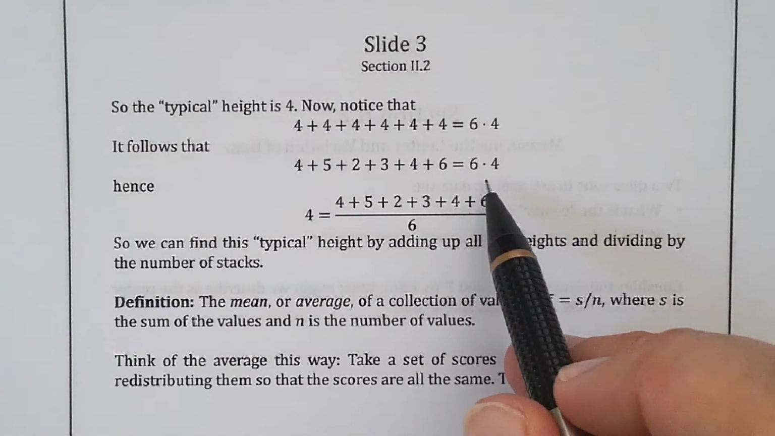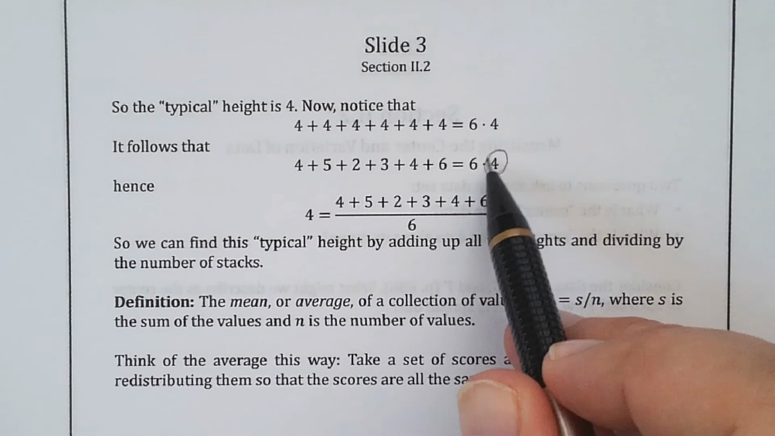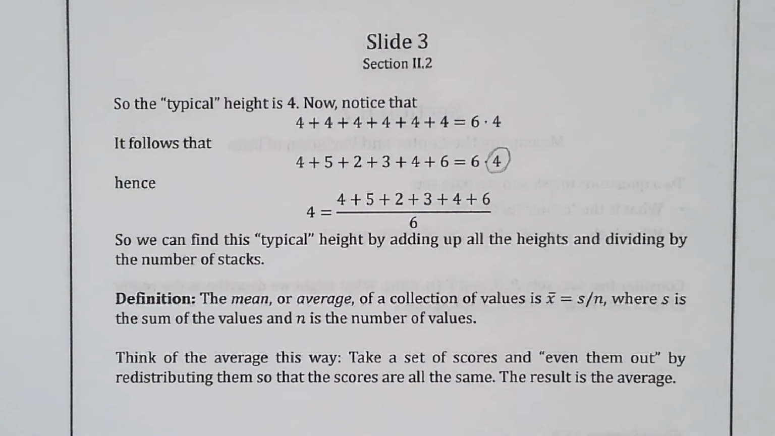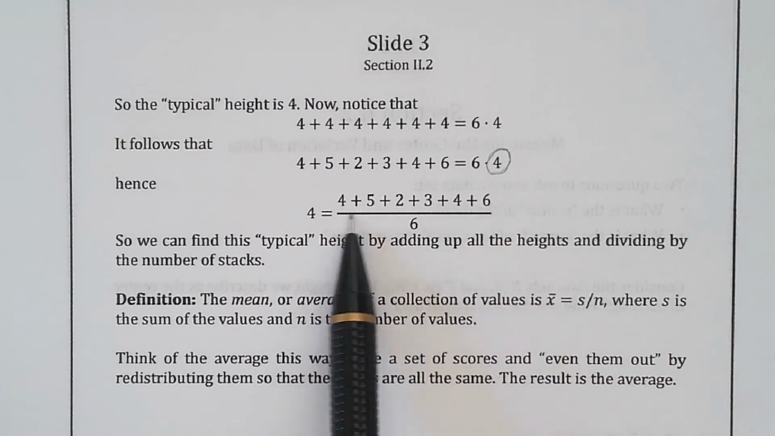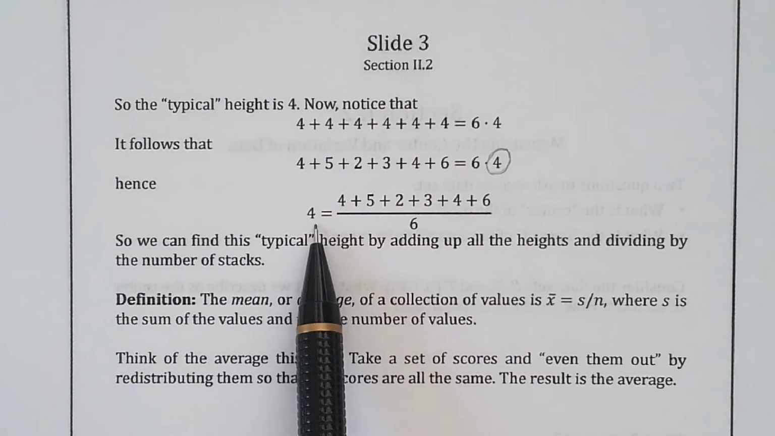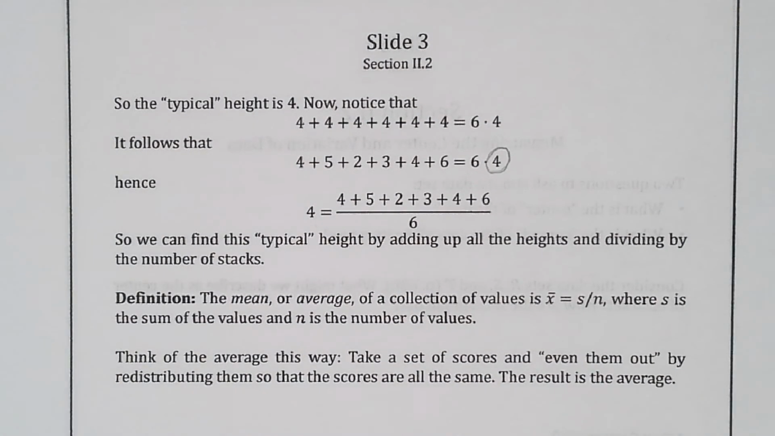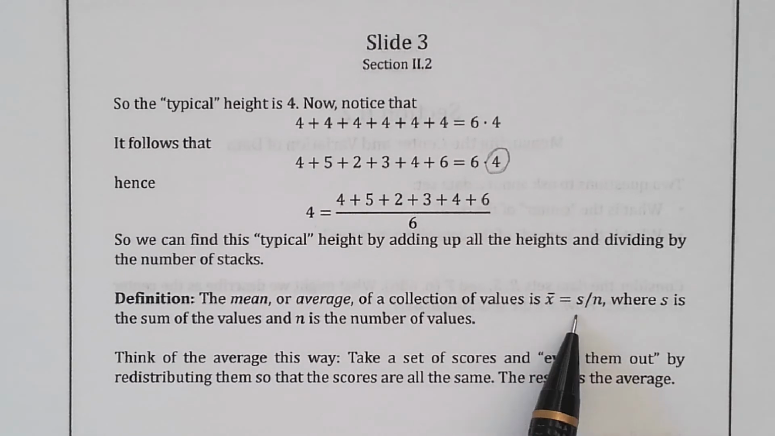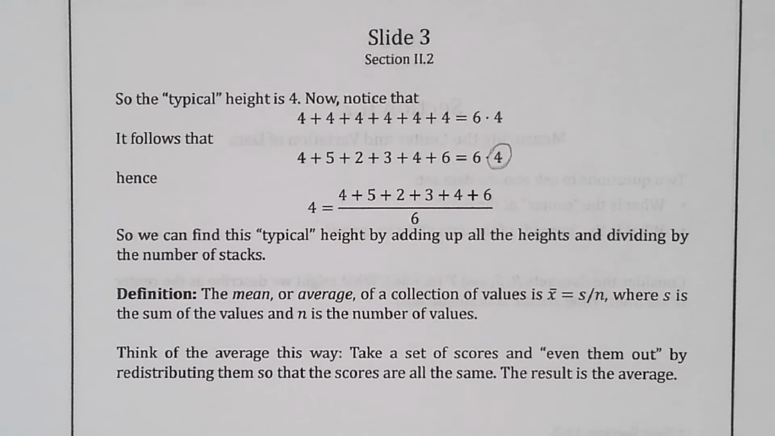So one way to get this number 4 that we were looking for would be to simply add up the number of blocks in each stack and divide by the total number of stacks. That would give us that 4. So we can find the typical height by adding up all the heights and dividing by the number of stacks. And this, as you probably know, is what we call the mean or the average. The mean or average of a collection of values is x bar equals S over n, where S is the sum of the values and n is the number of values.